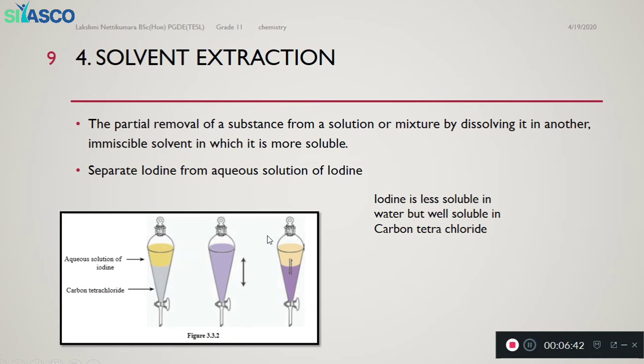Now we come to another extraction method, that is solvent extraction. Now first see this special equipment. This is called a separating funnel. Here what you should do is the partial removal of a substance from a solution or mixture by dissolving it in another. Now as an example, here we separate iodine from an aqueous solution of iodine. An aqueous solution is made by dissolving iodine in water. Here we have to put the aqueous solution.